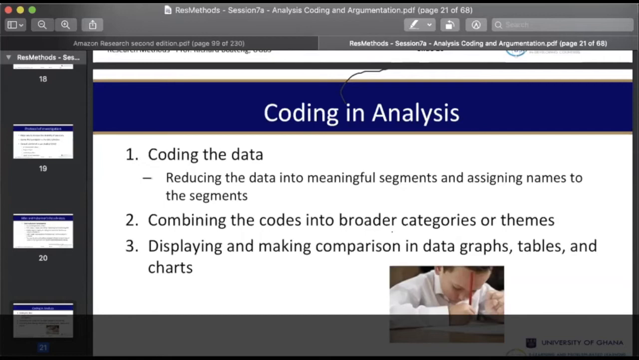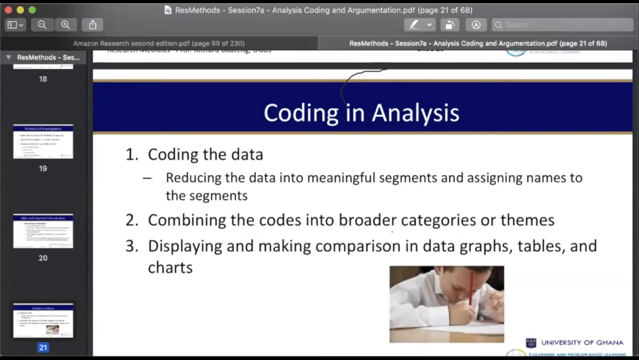Themes are labels, which we will come to. Okay. Thank you very much. Okay, so let's go to coding. Coding the analysis. Now, some of you are writing plenty, I understand.